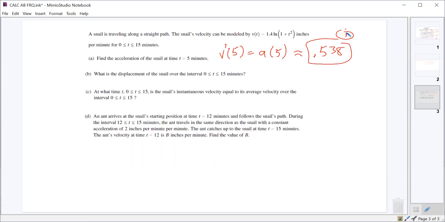Part B, what is the displacement of the snail? So we're talking displacement, not total distance traveled, which means we just need to integrate the velocity from 0 to 15. And what did that come out to be? Hopefully 76.043074.